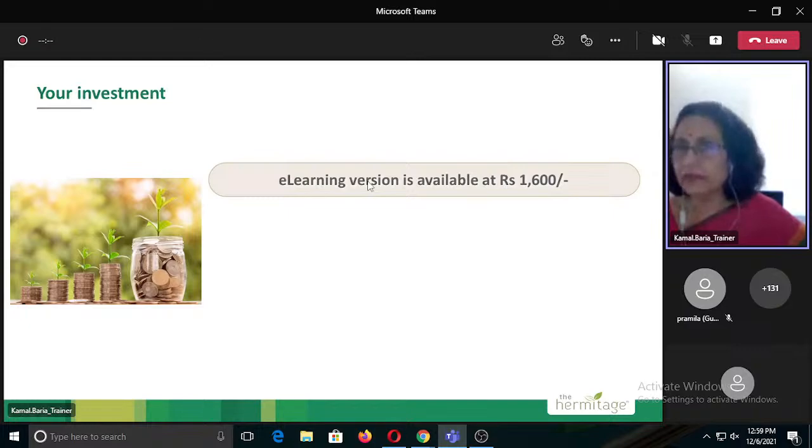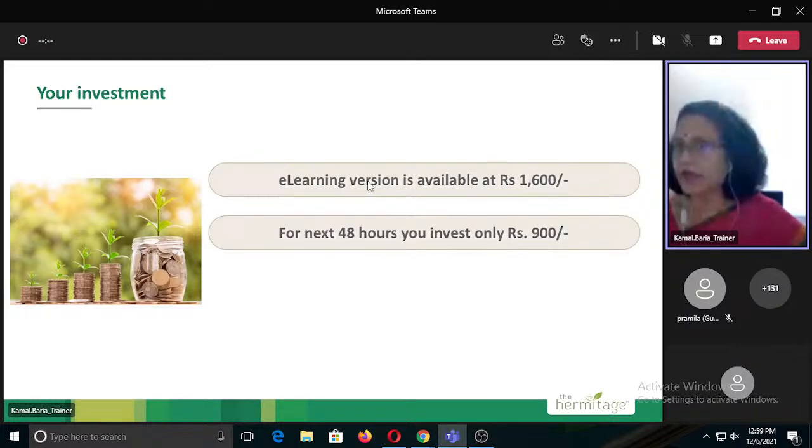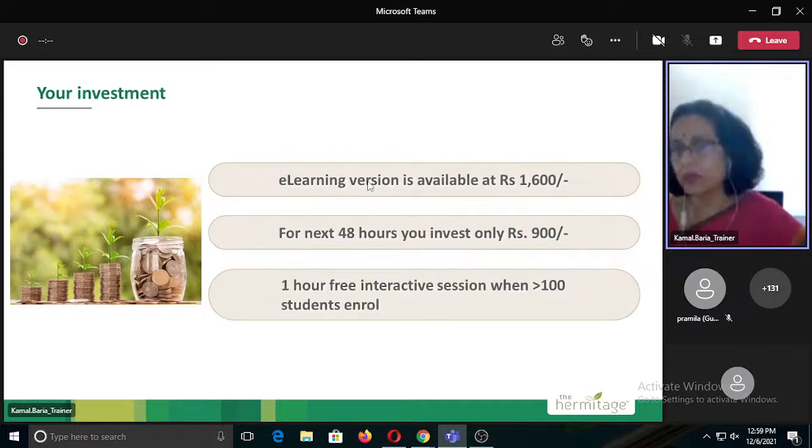But if you register in the next 48 hours, your investment is only 900 rupees and the program is yours to keep. The entire program is yours to keep. When more than 100 students enroll for the Hermitage Eagle program, you get 1 hour of interactive session with the Hermitage team also included in it.